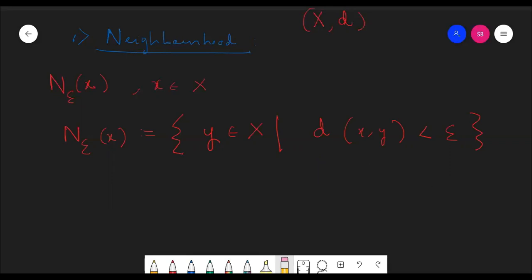So here goes the general definition. In any given metric space, we can define a neighborhood like this. This is the set of all points y in X for which the distance between y and x is less than epsilon. That is, y is epsilon-close to x. This is how we define a neighborhood. Good.